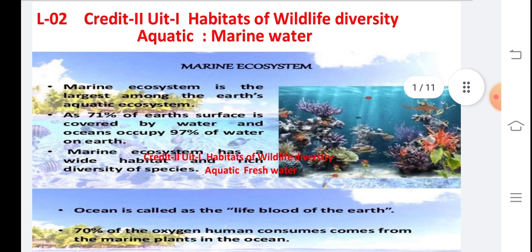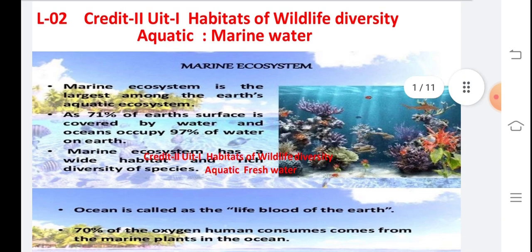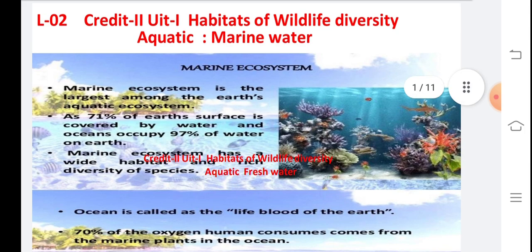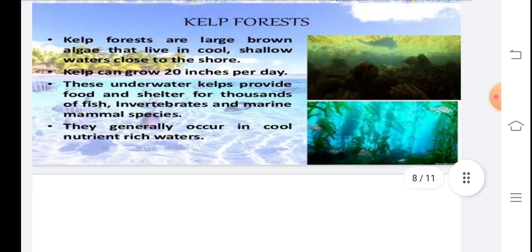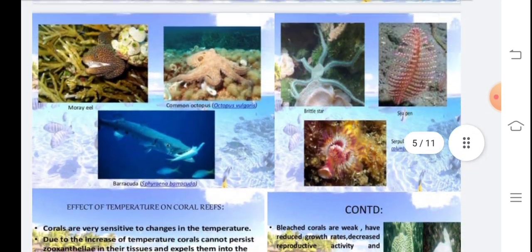So already we know the total earth surface has an aquatic ecosystem. 71% of the earth surface is covered by water, ocean water. About 97% of water on the earth is ocean water. In the marine ecosystem, there is a large diversity of species. So just observe some good photographs along with this.